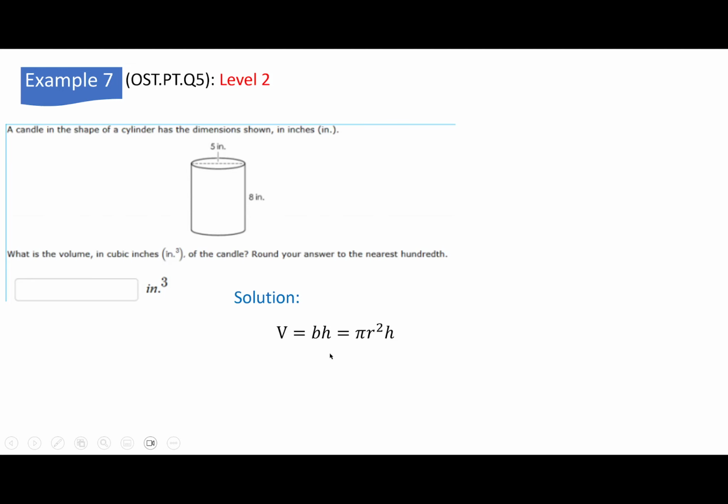So BH, base times height, pi r squared times h. What's the radius? It's 5 divided by 2, which is 2.5. Put it here in the formula, 3.14 times 2.5 squared times 8, the height. You get 157 cubic inches.